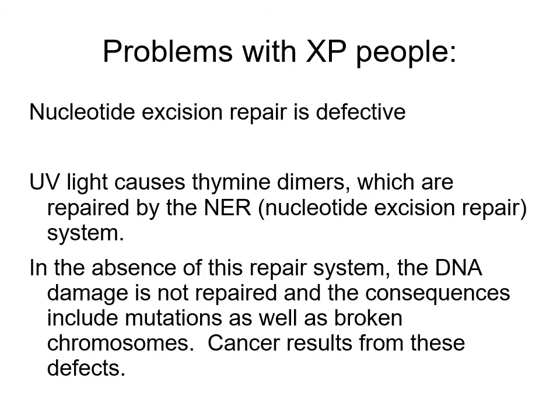Okay, so the problem here is nucleotide excision repair, which is defective because the various mutations inactivate various proteins that are necessary for that process. So remember, UV light causes thymine dimers, and these are repaired by the nucleotide excision repair system. In the absence of the repair system, the DNA damage is not repaired, and you're going to have mutations in broken chromosomes, and cancer does result from these, ultimately, these defects.